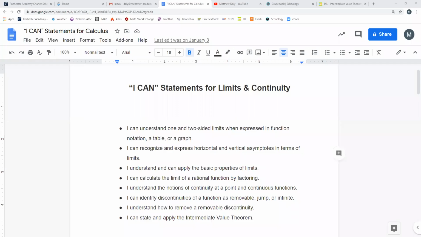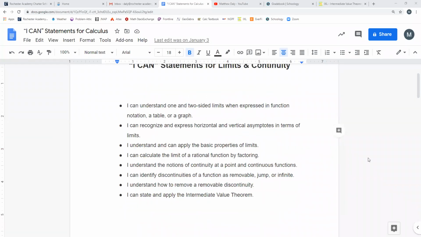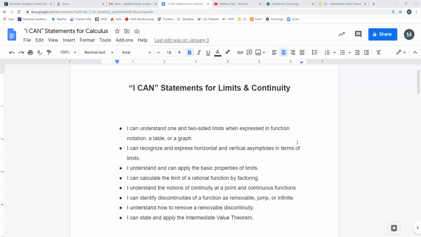I just wanted to make a quick video to go over all of the major topics that we hit when we were talking about limits and continuity. So these are going to be the key ideas that we build on going forward, talking about derivatives, and then much later in the year talking about integrals. So let's take a look at my Word document. And these are the ideas that we have hit in the last month or so.